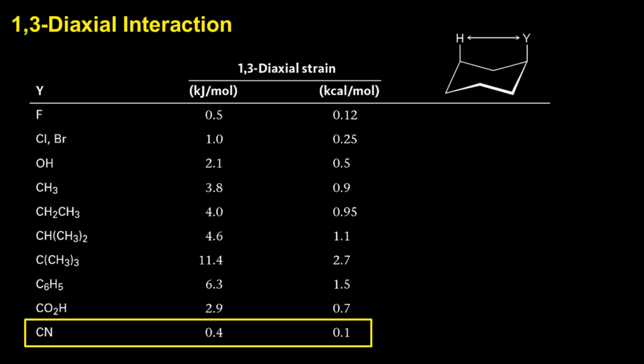So understanding 1,3-diaxial interactions is super helpful when predicting the stability of substituted cyclohexanes, and it plays a key role in conformational analysis overall.